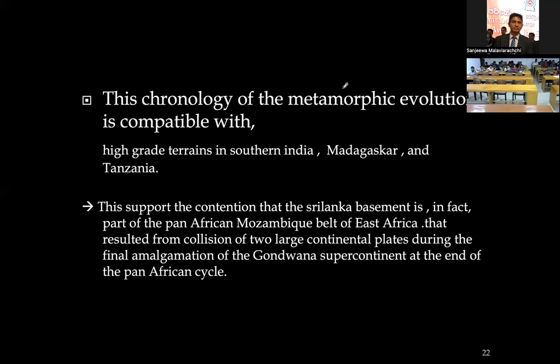So anyway, this chronology of evolution is compatible, as I said before, with southern India, Madagascar, Tanzania, and East Antarctica. We have the supercontinental growth evidence found from our rocks as well, and we could correlate them with the other Gondwana terrains. That indicates all these terrains were part of the East African orogen. That means the Mozambique Belt formation time.